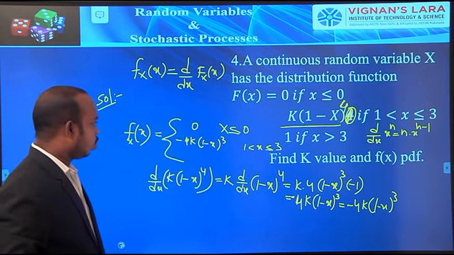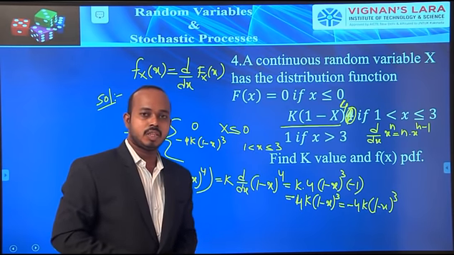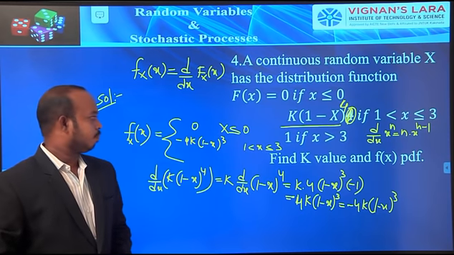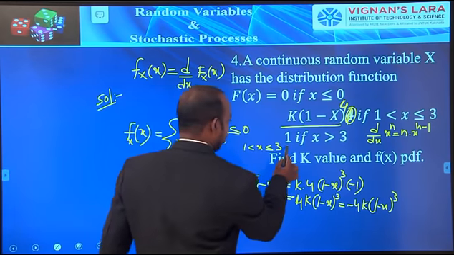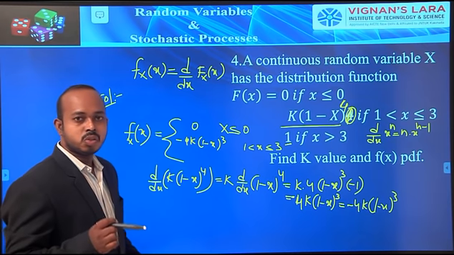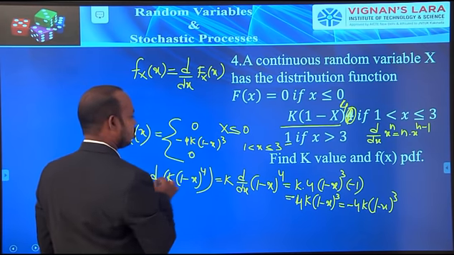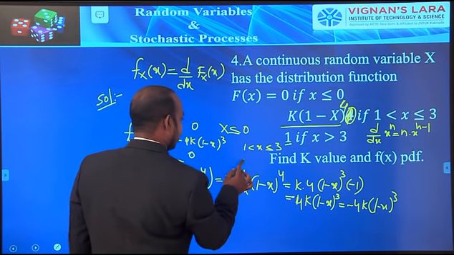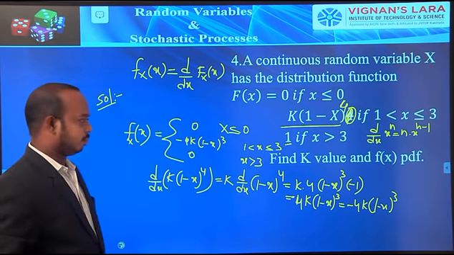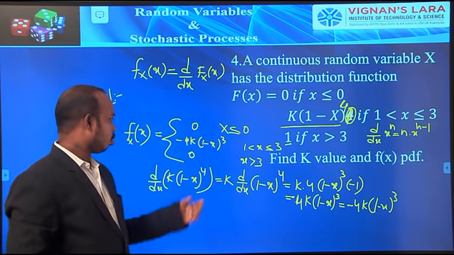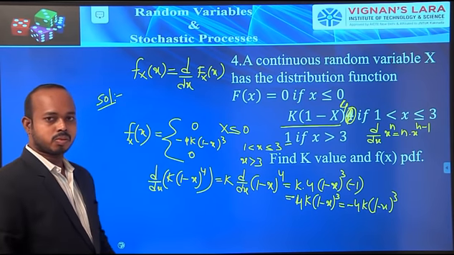Coming to the third one. What is the third one? The third one is 1, when the value of x is more than 3. But here we are applying the derivation on a constant. For a constant, the value is 0. That's why we got 0 when applying the derivation on 1 in the interval where x is greater than 3. Now the quantity is 0. These are all the values.